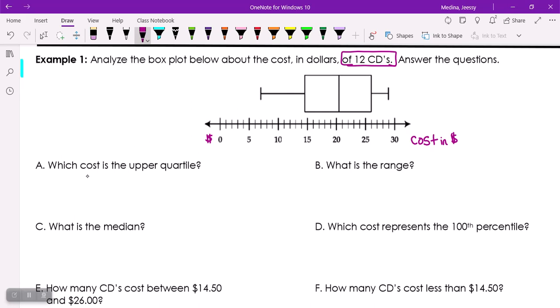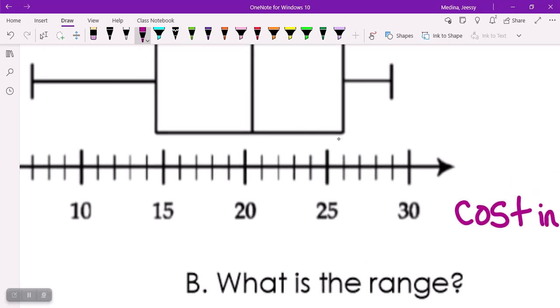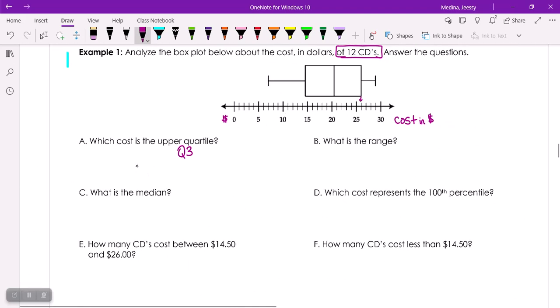All right, which cost is the upper quartile? First of all, which section is the upper quartile? Well, the upper quartile is Q3. So what's the cost at Q3? Right, this is Q3. And what is this value right there? 26. So the cost at the upper quartile is $26.